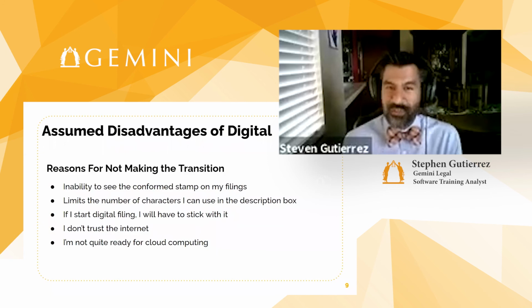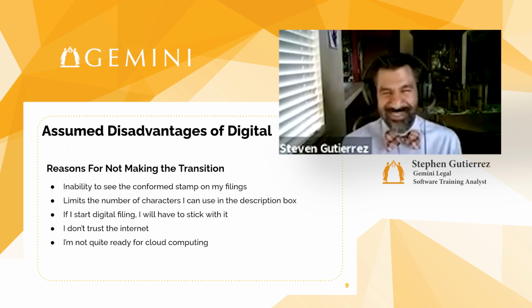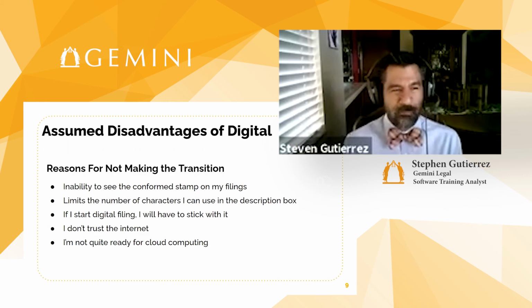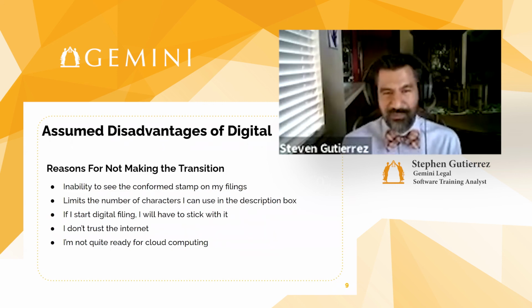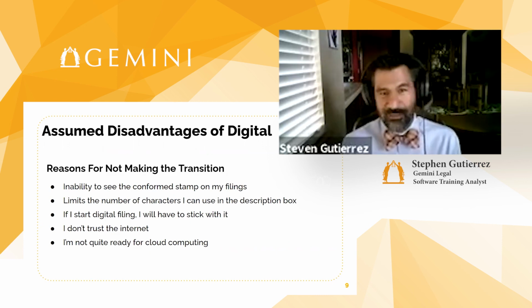I don't trust the internet. Well, the internet is allowing this webinar to take place. The internet revolution has created digital business continuity systems, right? It's allowed for case management systems. It has allowed the ability for Jetfiling systems, for records management systems. So placing some trust in the internet is an absolute, and we're already here. And I'm not quite ready for cloud computing. Well, we already have real life examples of cloud computing.